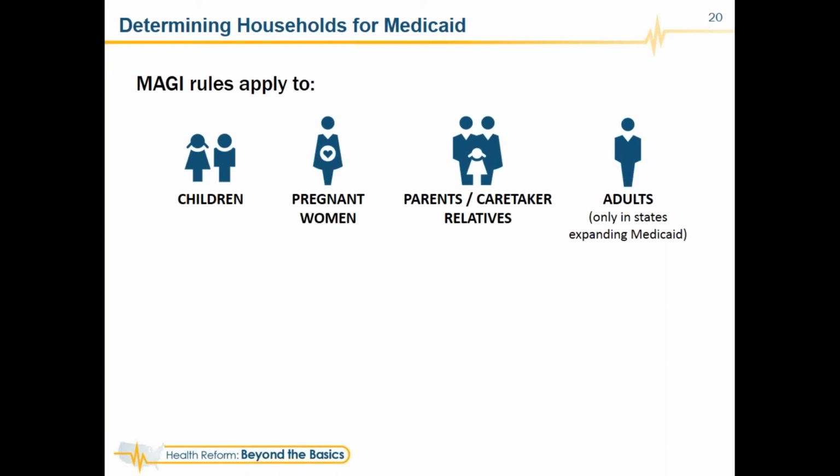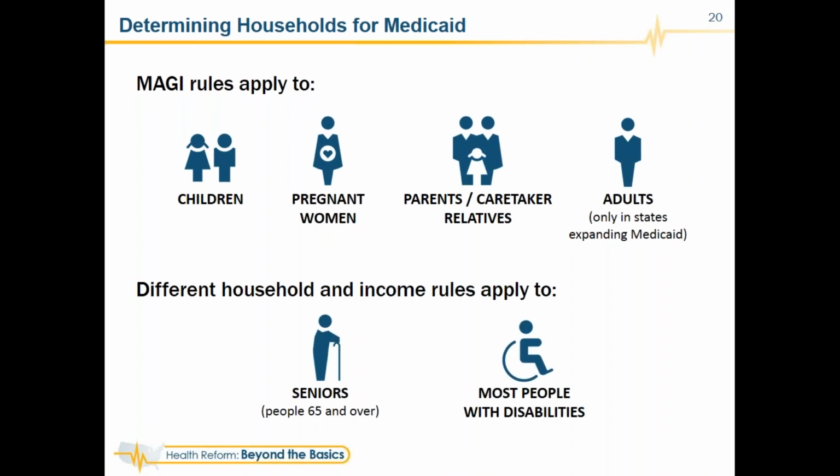So in Medicaid, MAGI rules apply to people who are in the Medicaid categories for children, pregnant women, parents, and caretaker relatives. This is the case whether or not the state has expanded Medicaid. And in states that have expanded Medicaid, the MAGI rules also apply to the new adult group. MAGI does not apply to people who qualify for Medicaid because they are seniors or people eligible for Medicaid due to a disability.